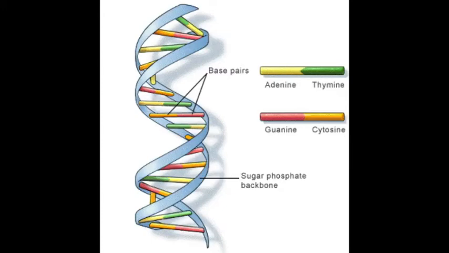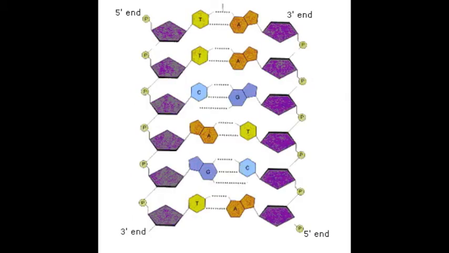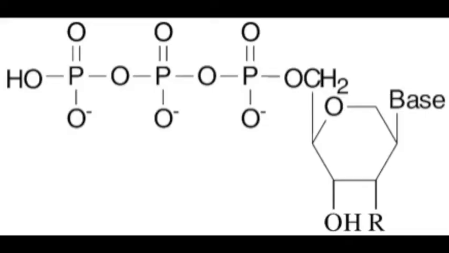This is deoxyribonucleic acid, or DNA. It is wound in anti-parallel strands. Notice how the strand contains a 5' end and a 3' end, as the strands run in opposite directions. This is a nucleoside triphosphate, the building block of DNA.